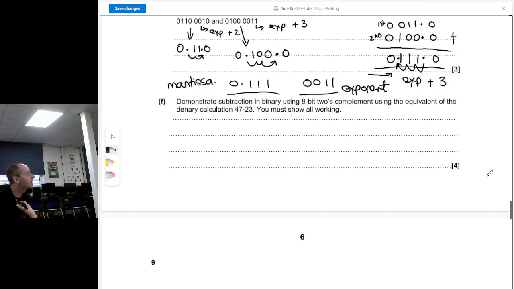Now, before I did that, what I would do is I would say that is equivalent to 47 plus minus 23. That's what I'm going to do. I'm just letting the examiner know what I'm about to do. Right. Then, because I'm not a hero, I'm going to write down some column headings. 8 bits, because that's what they asked for.